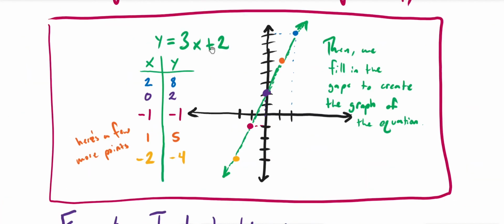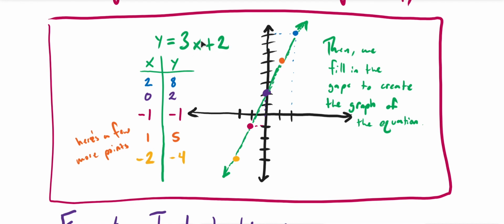So I've written down the old equation, y equals 3x plus 2. You don't need to color code this for your notes. I just thought it would be helpful. I've plotted the points that we had before, (2, 8), (0, 2), and (-1, -1). That's here. But I've also plotted a couple more. Here's (1, 5). Plugging in 1, I get 5. So x is 1. That's here. y is 5. There's my point.